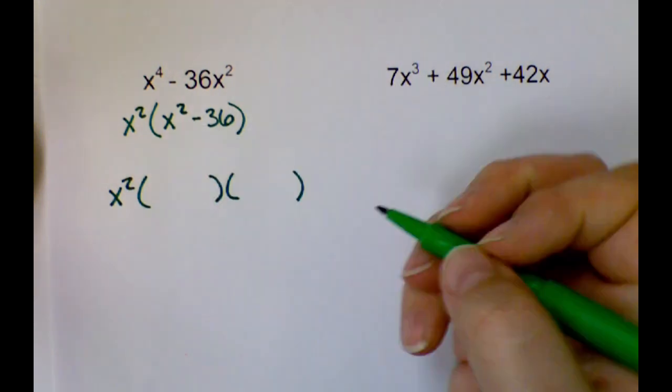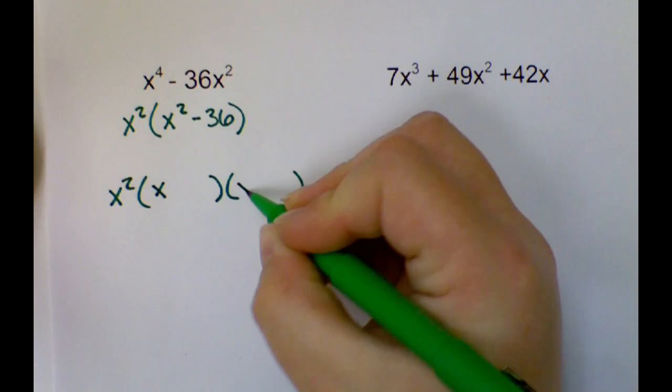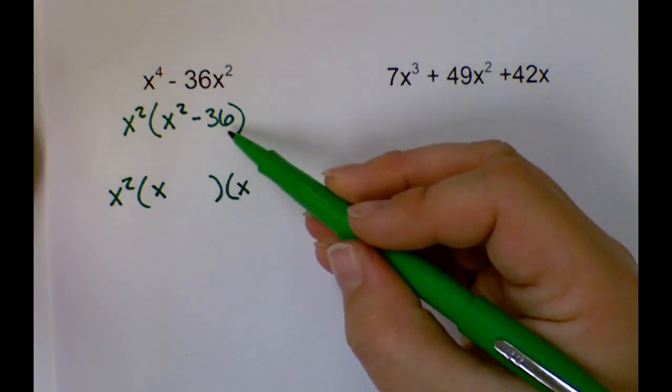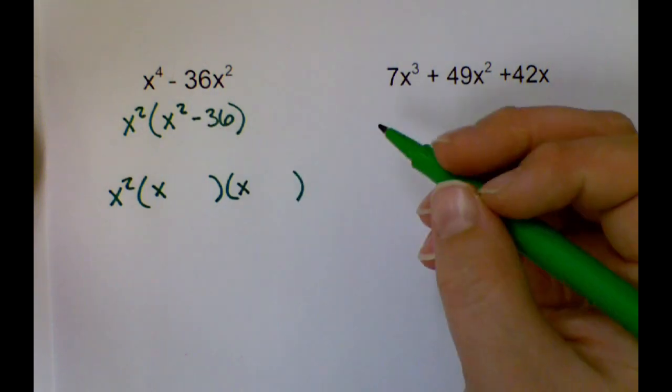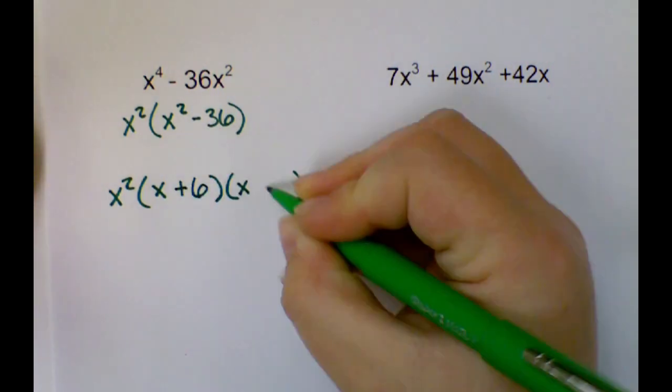The only way to break apart x squared is x and x. Two numbers that multiply to negative 36 and add to that 0 that's in the middle there are positive 6 and negative 6.